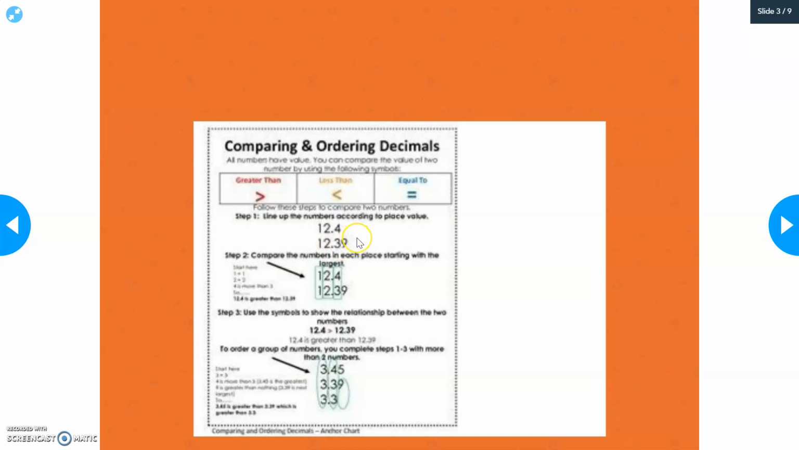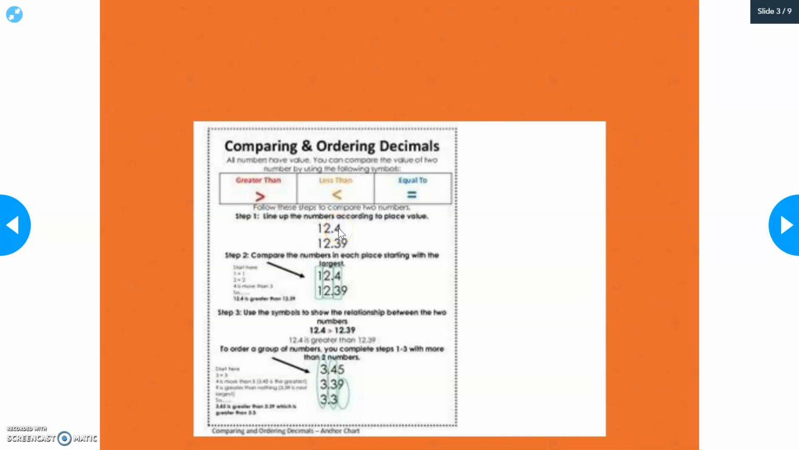Now, if we look at it, we can use place value to help us compare these two decimals. Always start with the digits farthest to the left. So let's look at these digits. In the tens place, both of our decimals have a 1. If it has the same number, there's no need to compare. We can just move over to the right to the next place value. In the ones place, both of our decimals have a 2. There's nothing to compare here, so let's move over to the tenths place. We have a 4 and we have a 3.